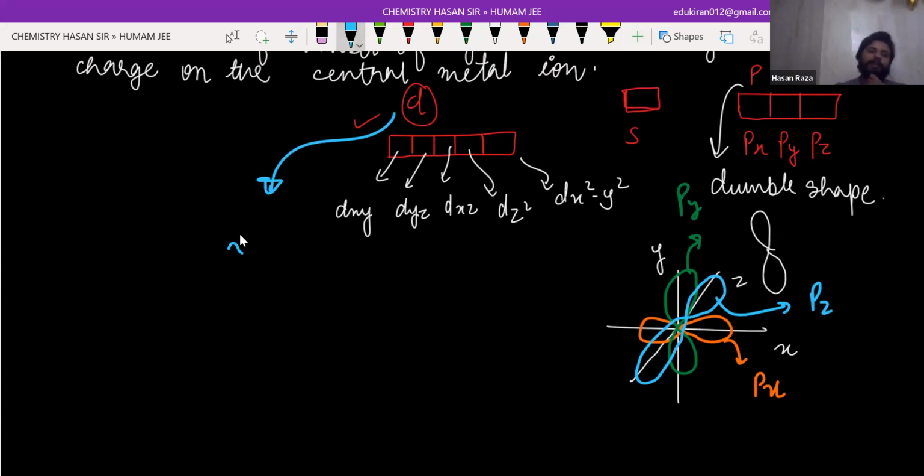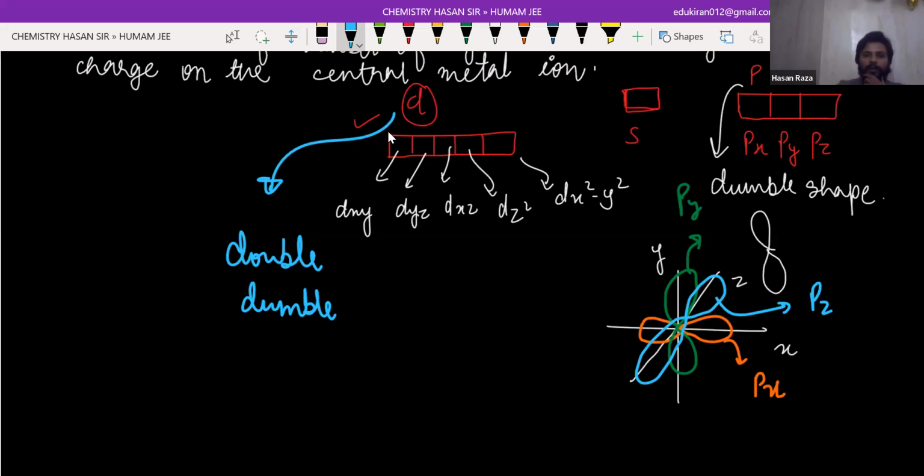In the same way, d is a double dumbbell. That means one orbital will have two dumbbells. That is the shape of the d orbital. I will draw the shape of the double dumbbell for dxy, dyz and the others as well. But what does the crystal field theory say? It says that when a ligand approaches the central metal atom, they will feel repulsion, and due to repulsion the d orbitals split.